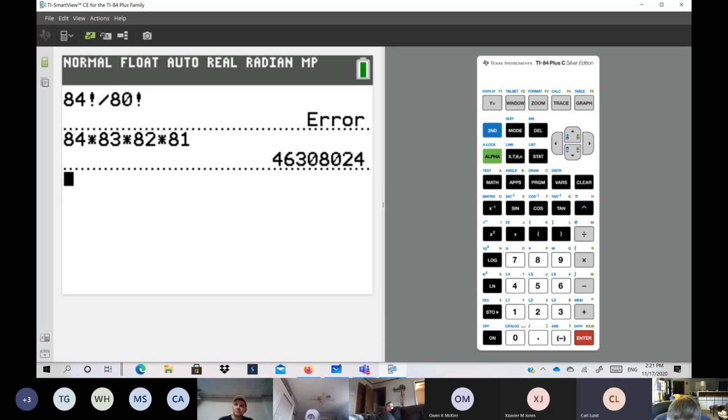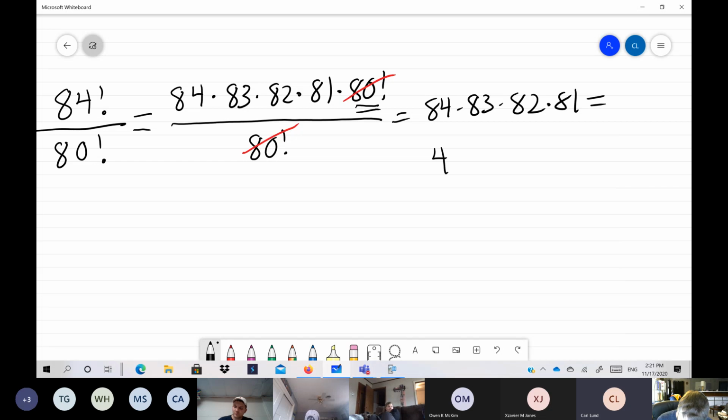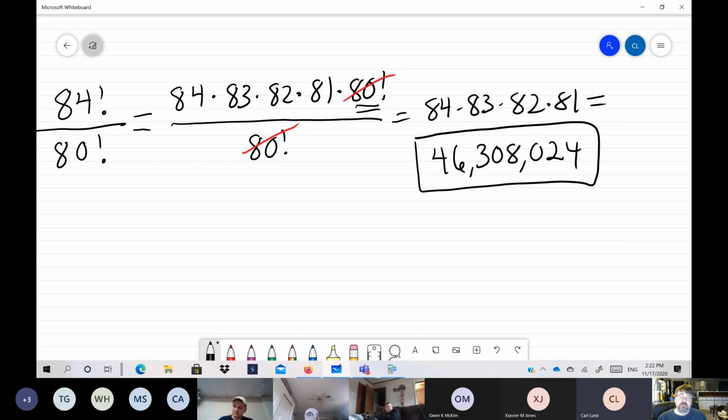84 times 83 times 82 times 81. And I get 46,308,024. That's certainly a large number, but it's not too big for the calculator to handle. The calculator can definitely display the answer to this problem. What the calculator can't do is handle those super large numbers of 84 factorial or 80 factorial. But you can still answer that problem. You can still use the calculator to help you, obviously. I'm not going to make you multiply that out by hand.